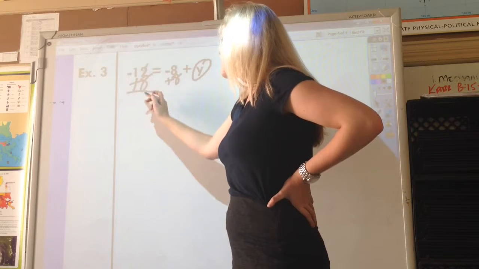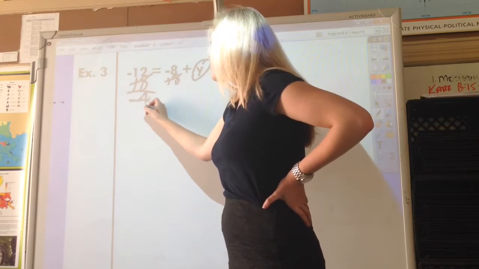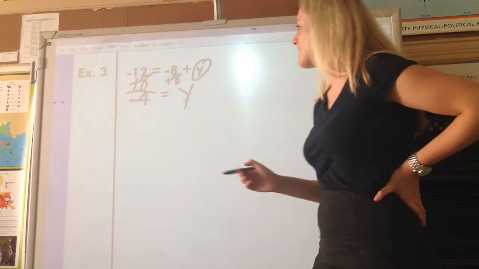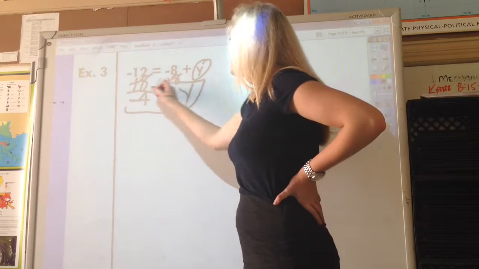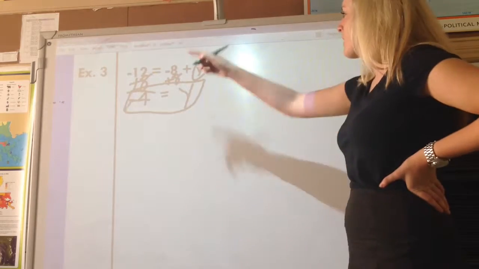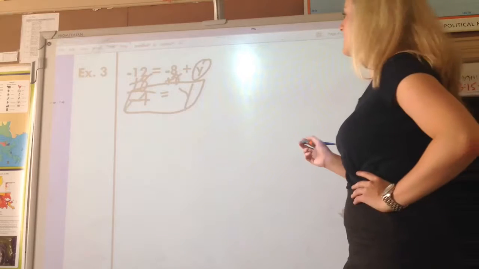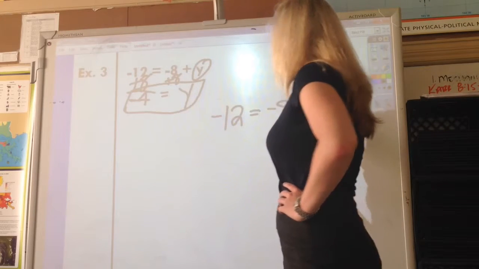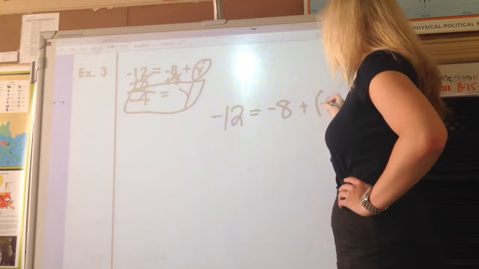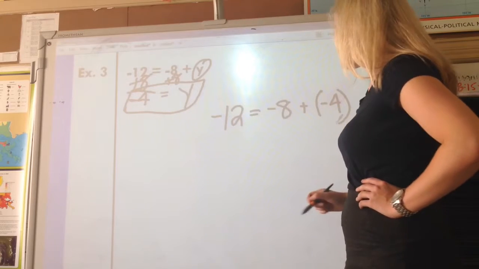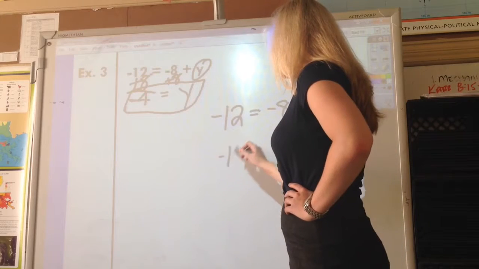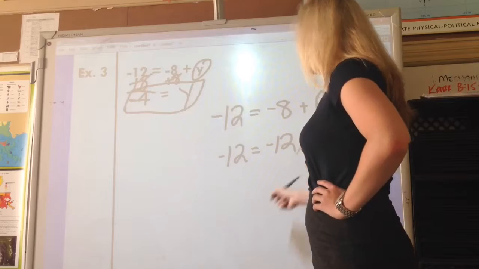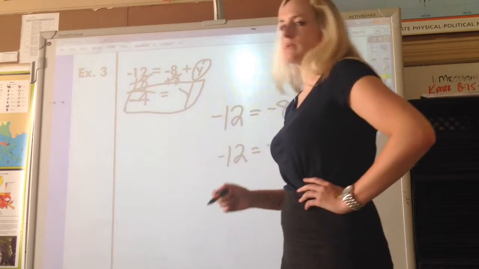So negative 12 plus 8 is going to leave me with negative 4, which equals y, because negative 8 plus 8 is 0, so that cancels out. So negative 4 equals y. If I want to check my work, I can just plug negative 4 back in. So I'm going to go ahead and do that. Negative 12 equals negative 8 plus negative 4, which is in place of the y. Negative 12 stays the same on this side, and I know that negative 8 plus negative 4 is going to give me negative 12. So I know that y equals negative 4.